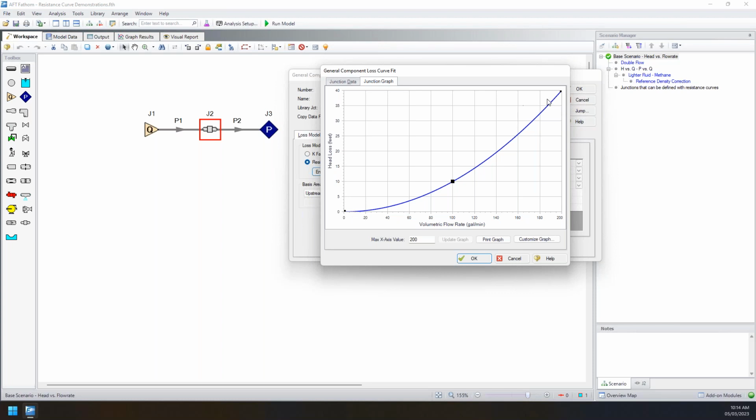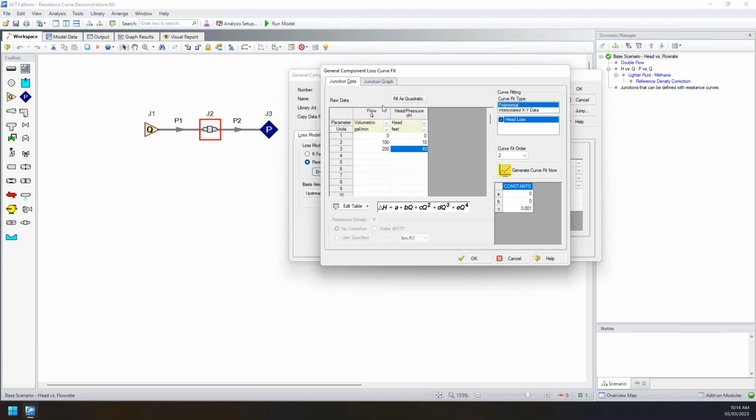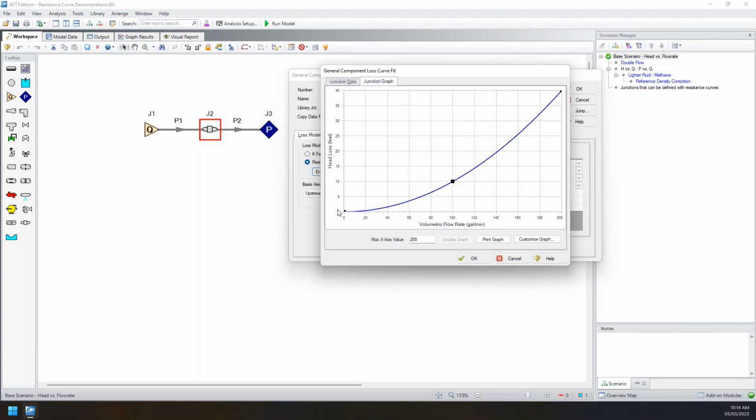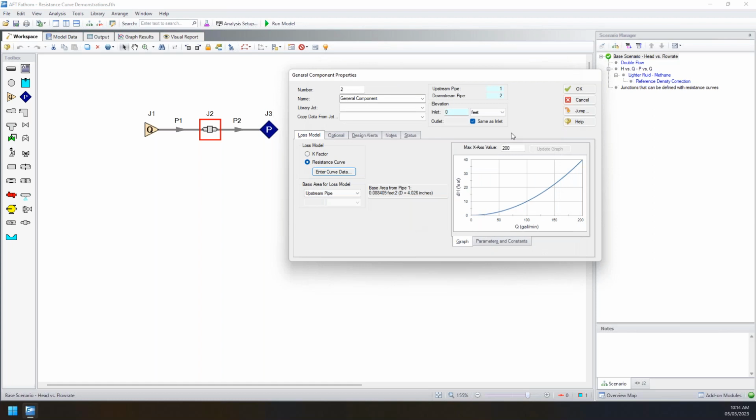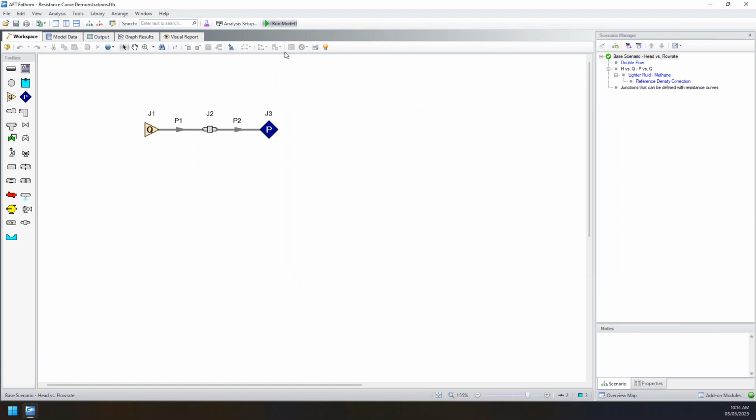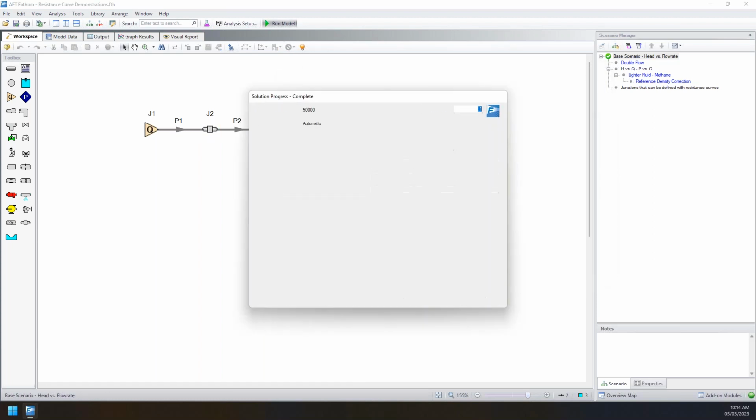So even if you don't measure 0, 0 as a point, it's a good idea to include that in your specification. But here we have our resistance curve that we're going to use for our model. Again, 100 gallons per minute is what our system is set to flow. So we should see 10 feet of head loss through this component if we did everything correctly. So if we hit OK again, we run our model.